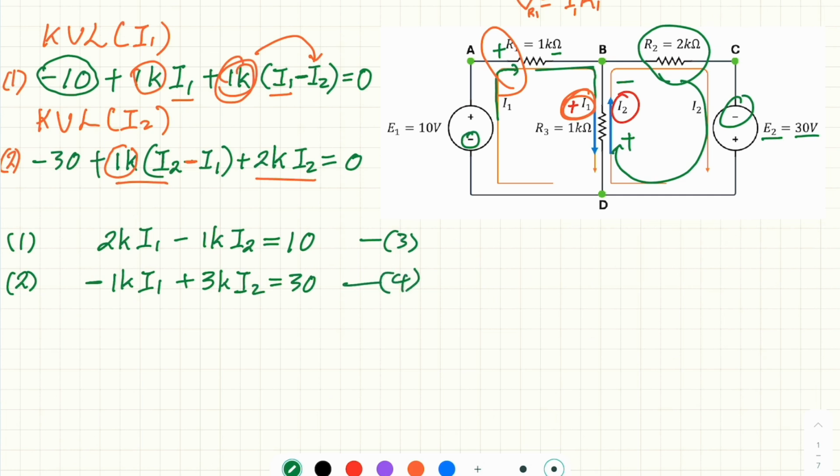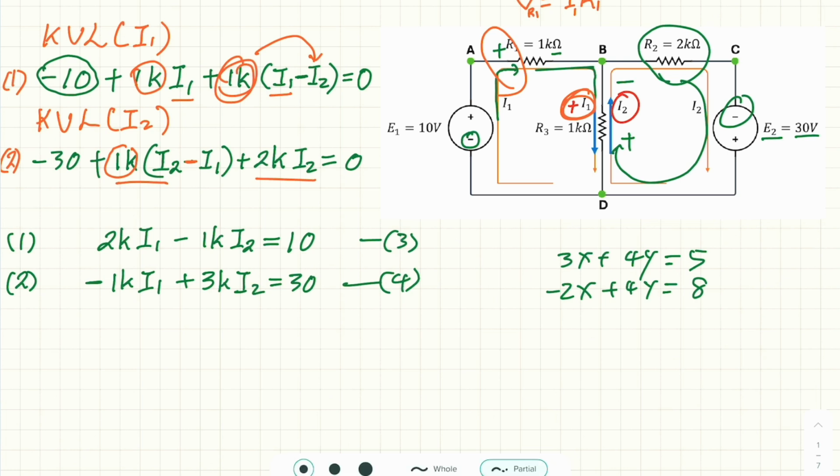Now you can see we tidied up the equations a little bit, like what you learned in high school. For example, in high school you always say 3x plus 4y equal to 5, minus 2x plus 4y equal to 8. So this is like a system of equations, but in high school you always use x and y or other symbols. Here you are doing engineering, so your variables become, in this particular case, I1 and I2.